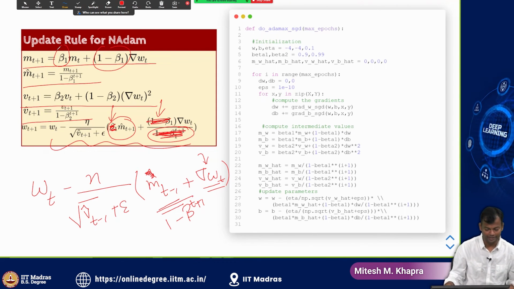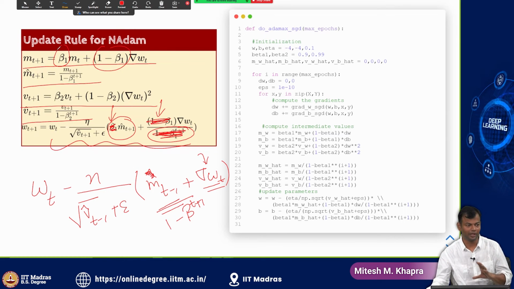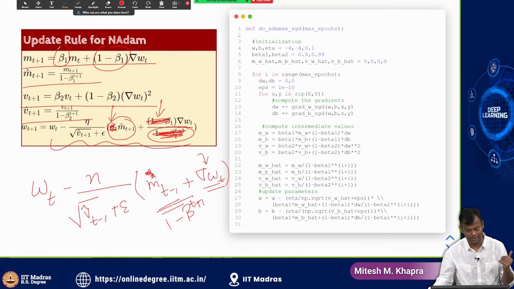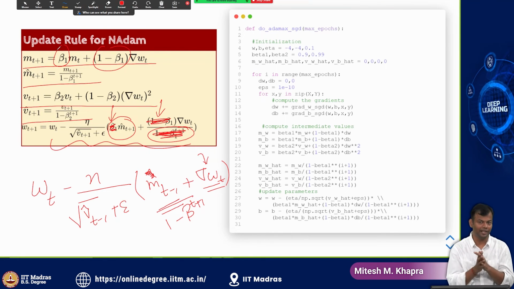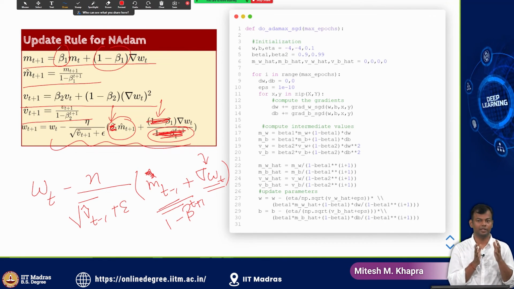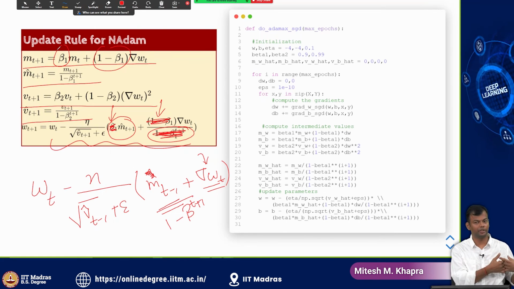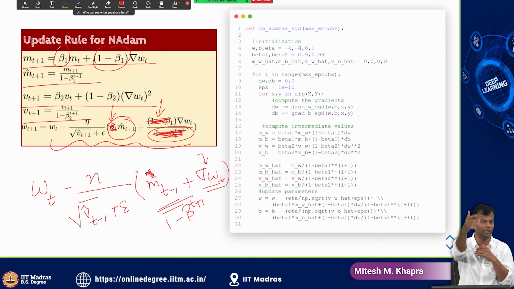So it's a bit messy. I couldn't find a better way of explaining this. If you have suggestions, I'm open to using them. But the main idea here is this, right? The takeaway is that you add the Nesterov factor into the Adam equations, which means you do a look ahead.